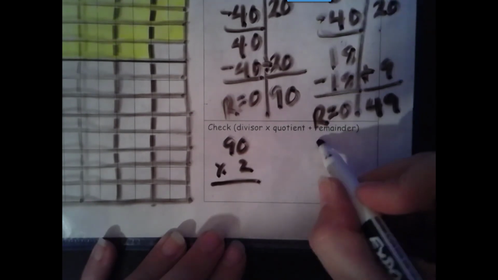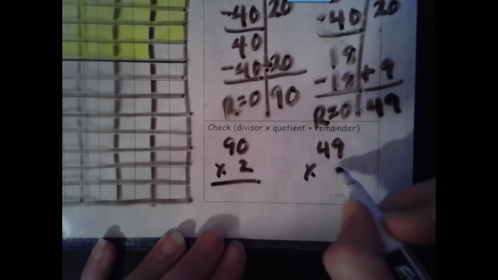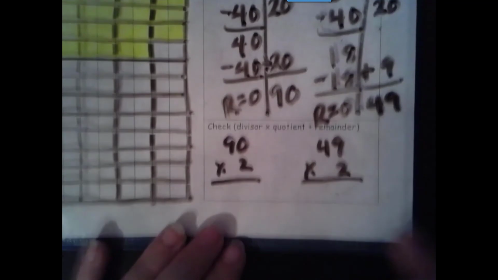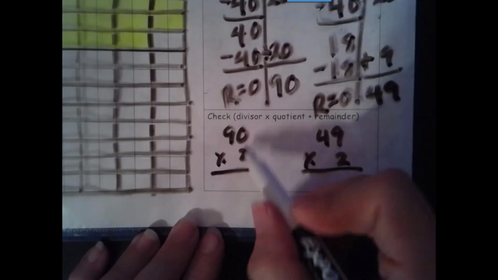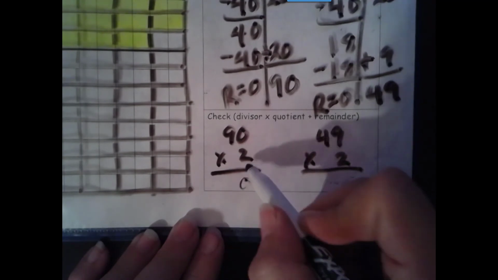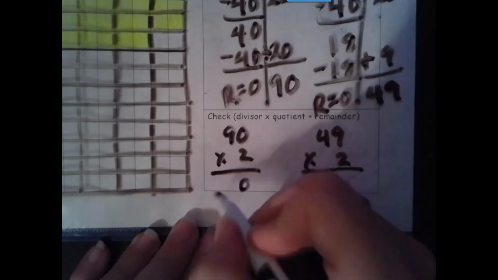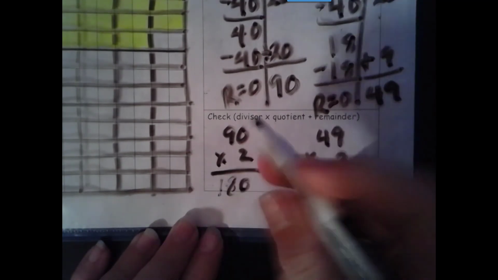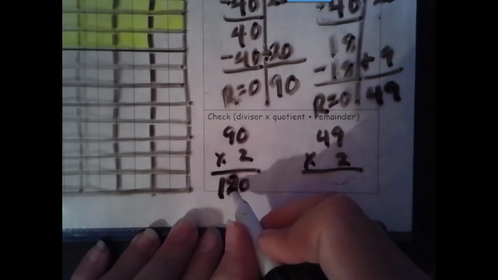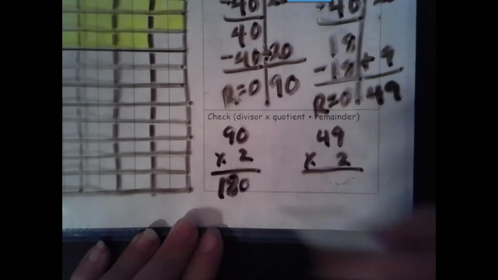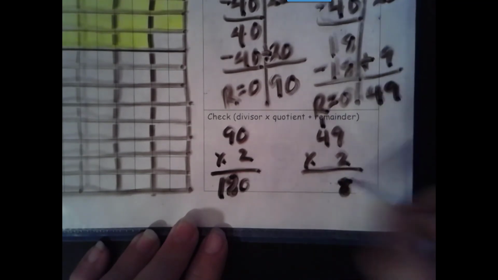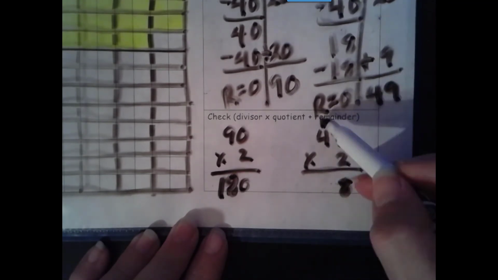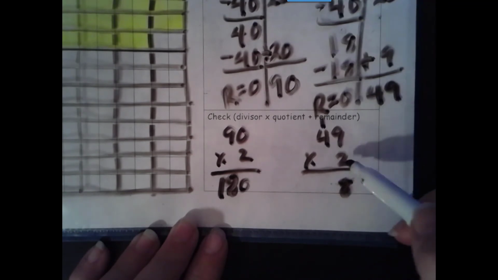Now since our remainder is 0 for both, and the identity property of addition says when you add 0 it stays the same, we don't need to actually add 0. 2 groups of 0 is 0. 2 groups of 9 tens is 18 tens. So 18 tens. 2 groups of 9 is 18. Put the tens up here, the ones down here.